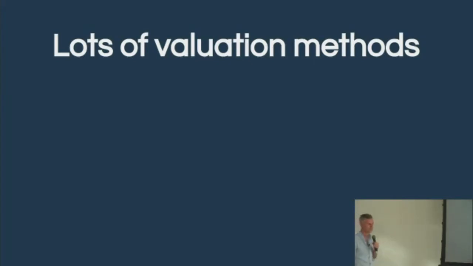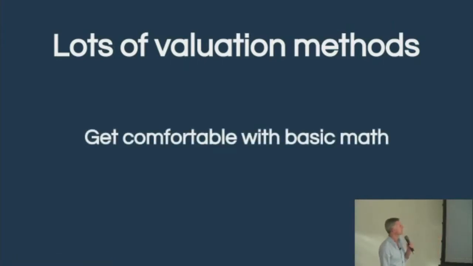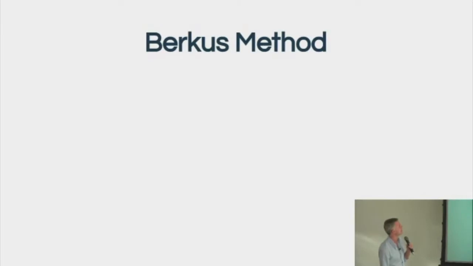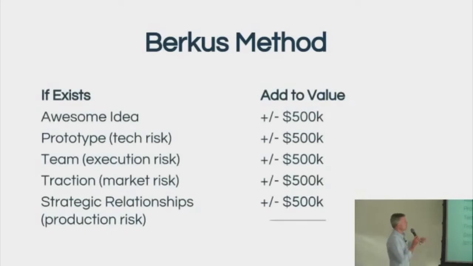John has spent all week mapping out a bunch of different methods. I'm going to show you some easier ones, but we'll start with, and again, get comfortable with basic math. So this one, and there are some different versions of this, is basically you give people credit for having accomplished certain things and taken certain risk out of the deal. So the way this one works, there are just five categories: the idea, the technical risk, the execution risk, the market risk, and the production risk.